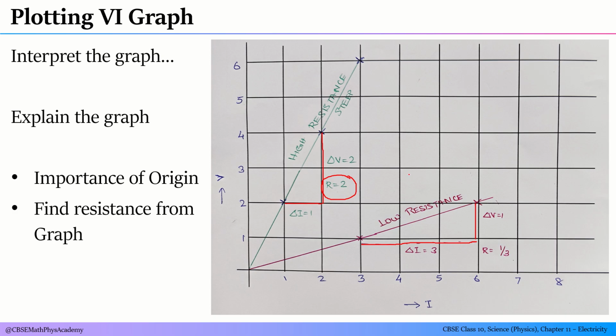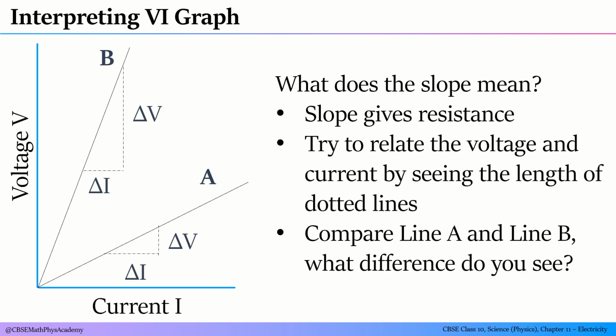So please keep in mind, when two graphs are given, the one with the steeper slope has a higher resistance and the one with the lower resistance has a flatter slope. We all know that slope gives resistance.